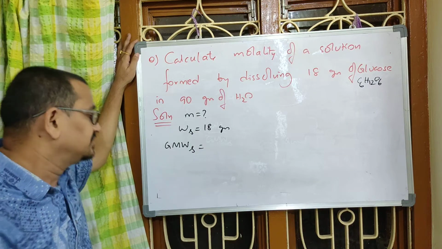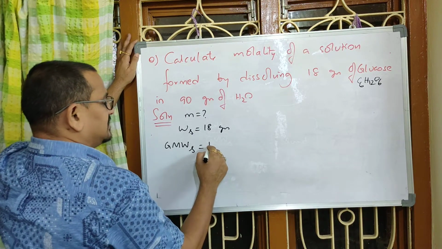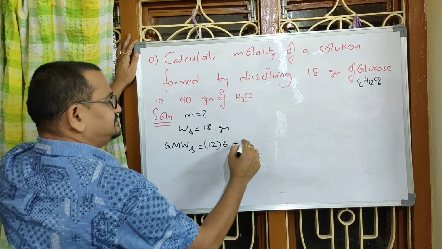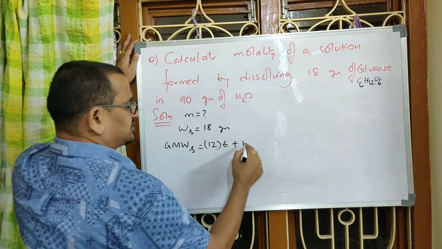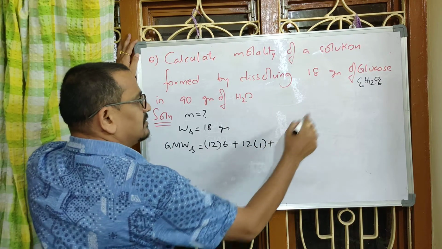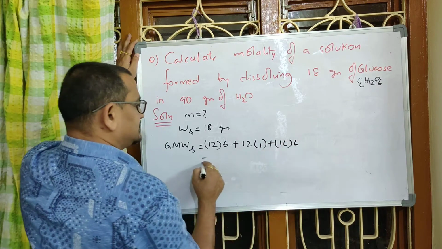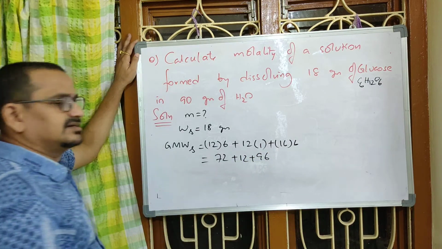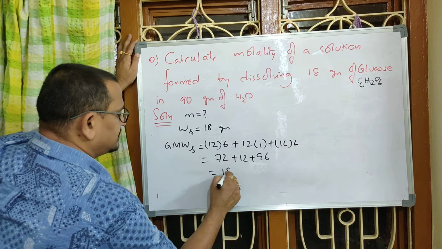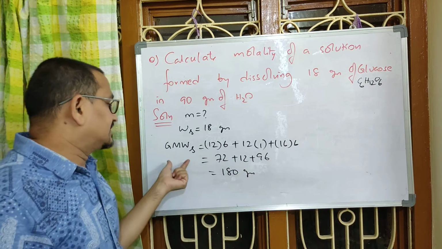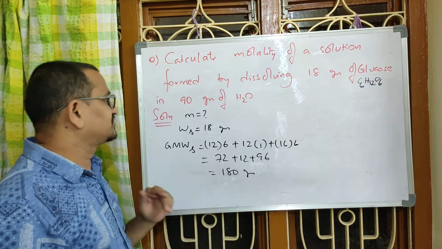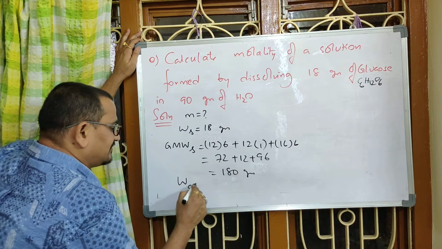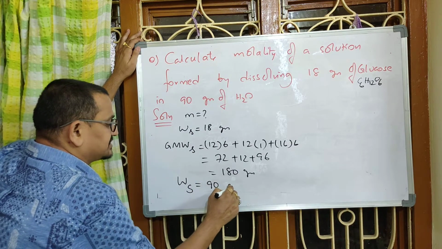We can immediately find out the gram molecular weight of solute, that is 12 into 6. 6 carbons are there, each carbon is 12, 6 such carbons, plus 12 hydrogens, each one is 1, plus oxygen is 16 into 6. That is 72 plus 12 plus 96. Yes, it is 180 grams. This is the gram molecular weight or gram molecular mass of solute. And one more thing, water is the solvent whose mass is given. Weight of solvent is given as 90 grams.